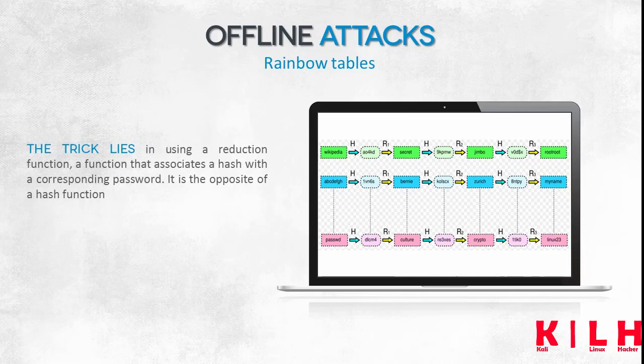The trick is using a reduction function. This function should be as random as possible. We don't base here on some arcane knowledge of hash generation or on user data. We'd like to use a function that maps a hash to a corresponding password more or less randomly. The reduction function is the opposite of a hash function, such as the MD4, MD5, or SHA-1 functions.